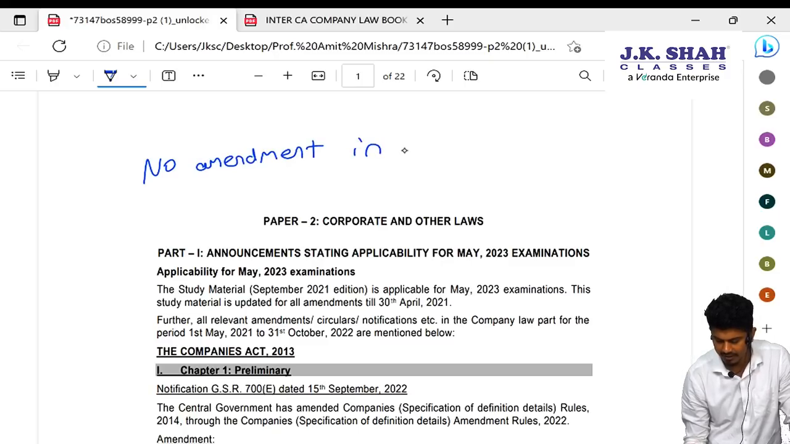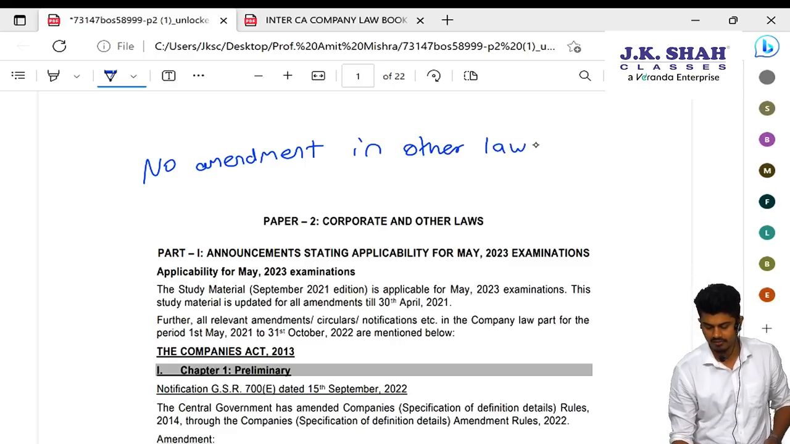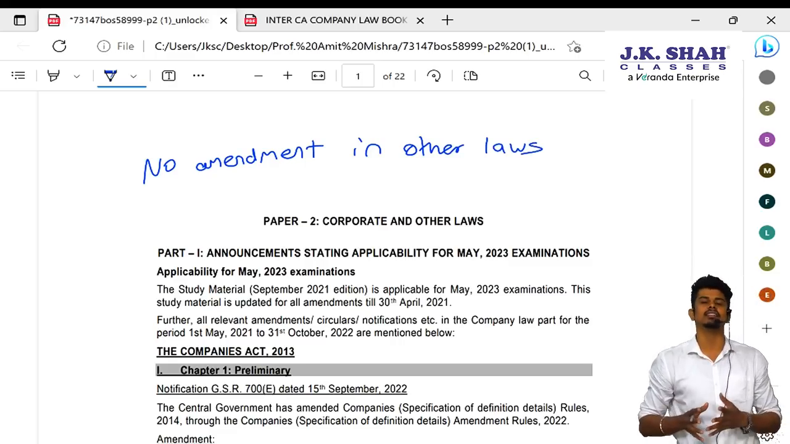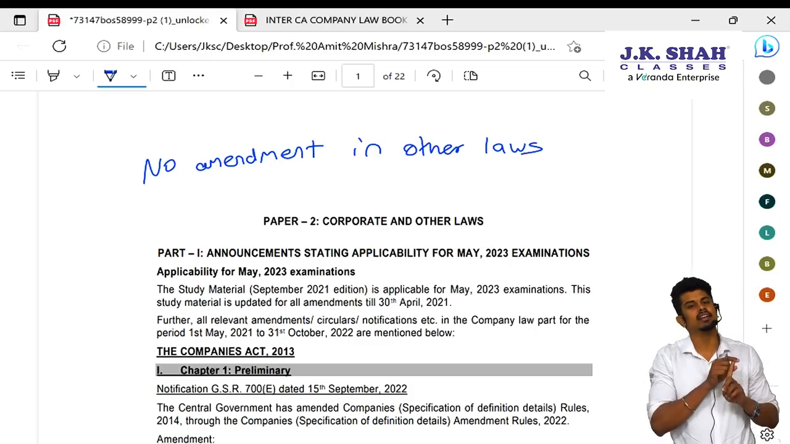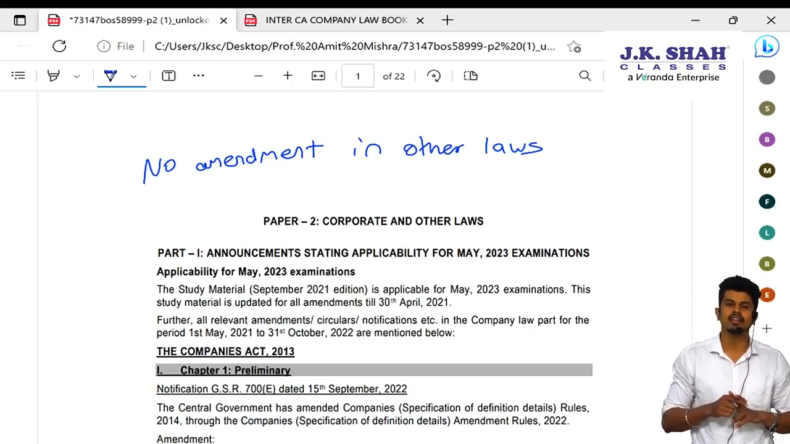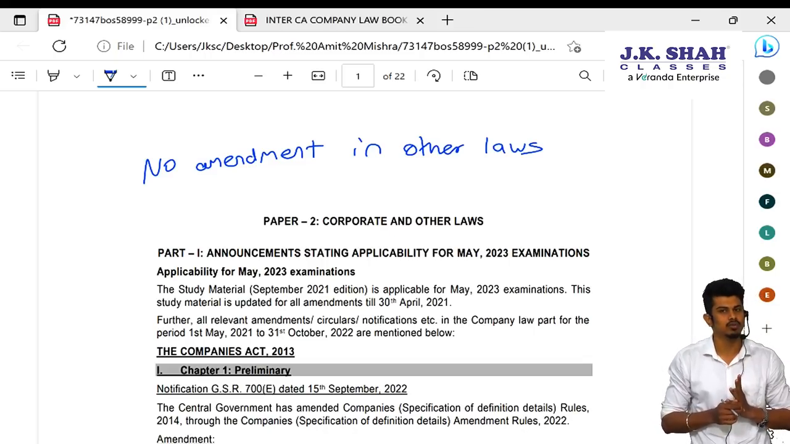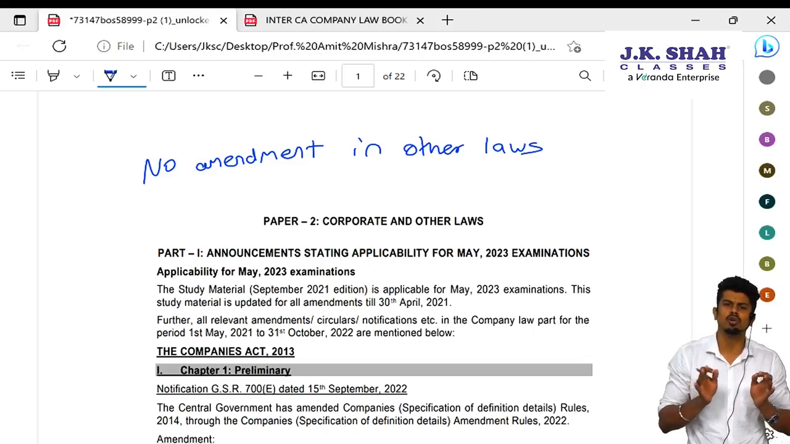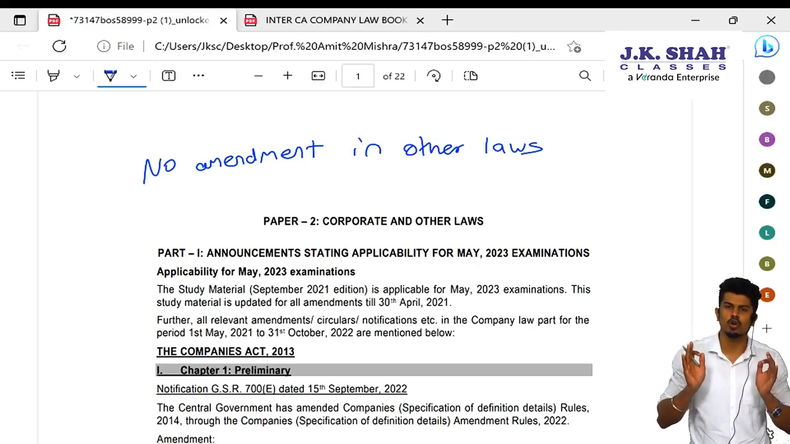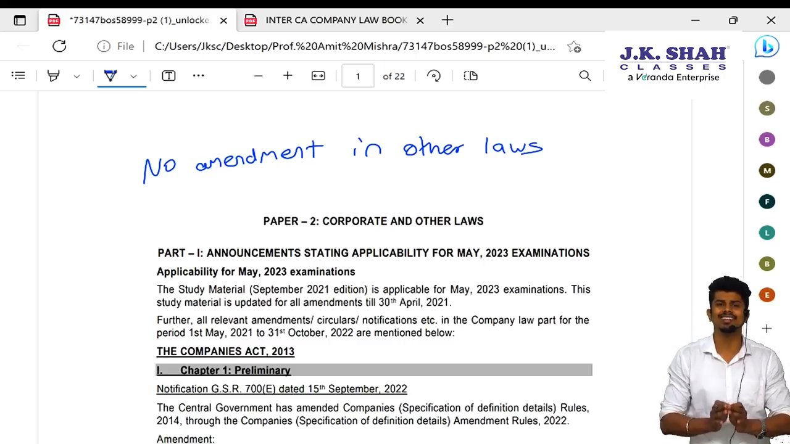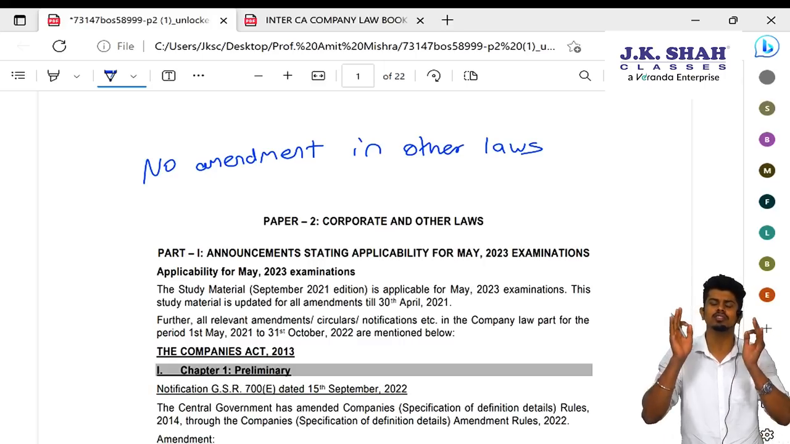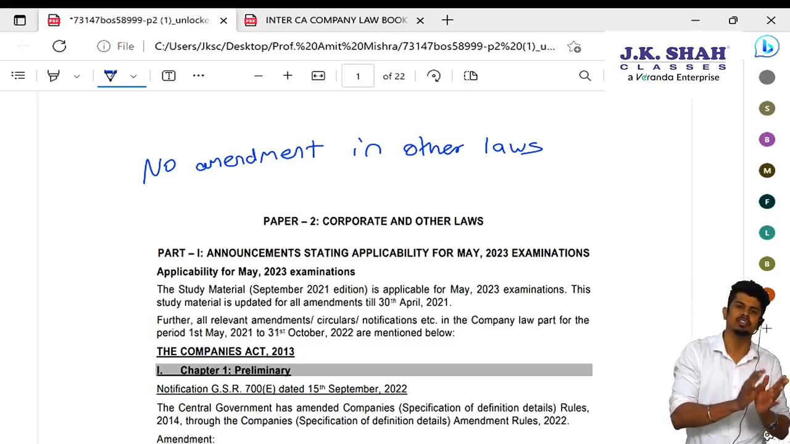No amendment in other laws. As you know, your law subject is divided into two parts: one is corporate law, that is company law, and the other one is other laws. There is no amendment in four chapters, that is Indian Contract Act, Negotiable Instruments Act, General Clauses Act, and Interpretation of Statutes. These four chapters remain constant. That means what you have studied from your notes in the classroom or revised at home remains constant. There is nothing new to be added or deleted. You just need to learn what you have learned previously.